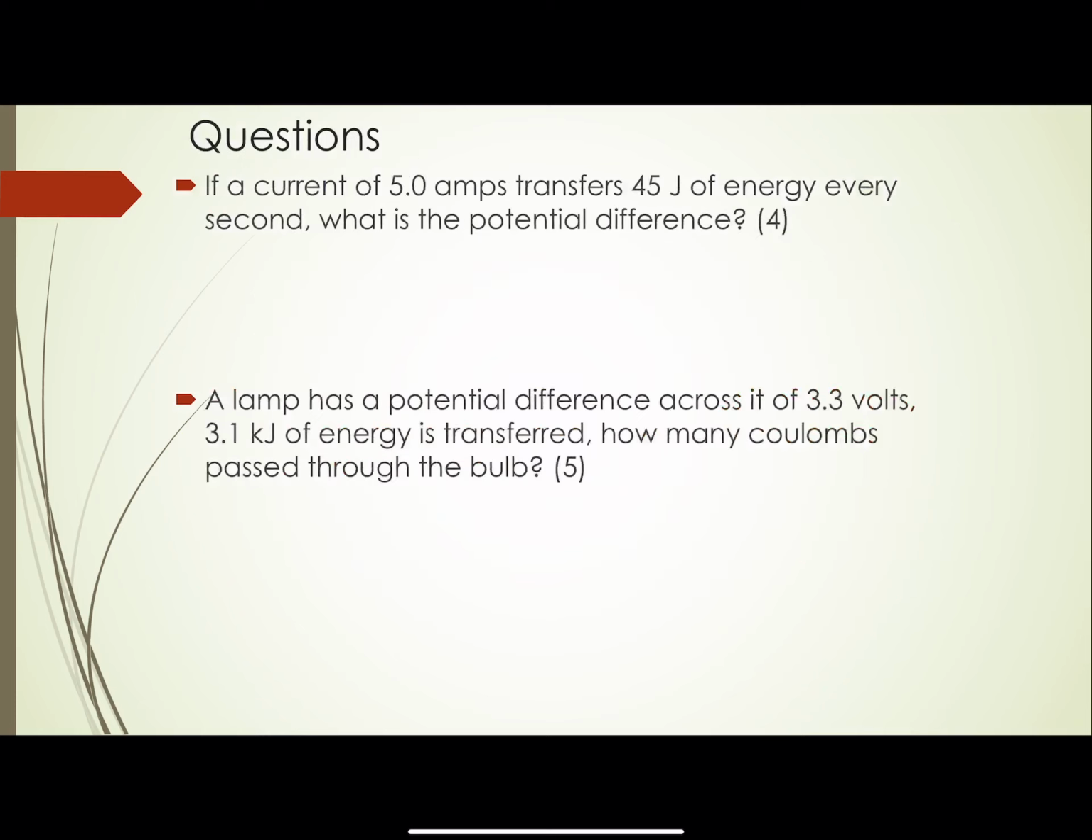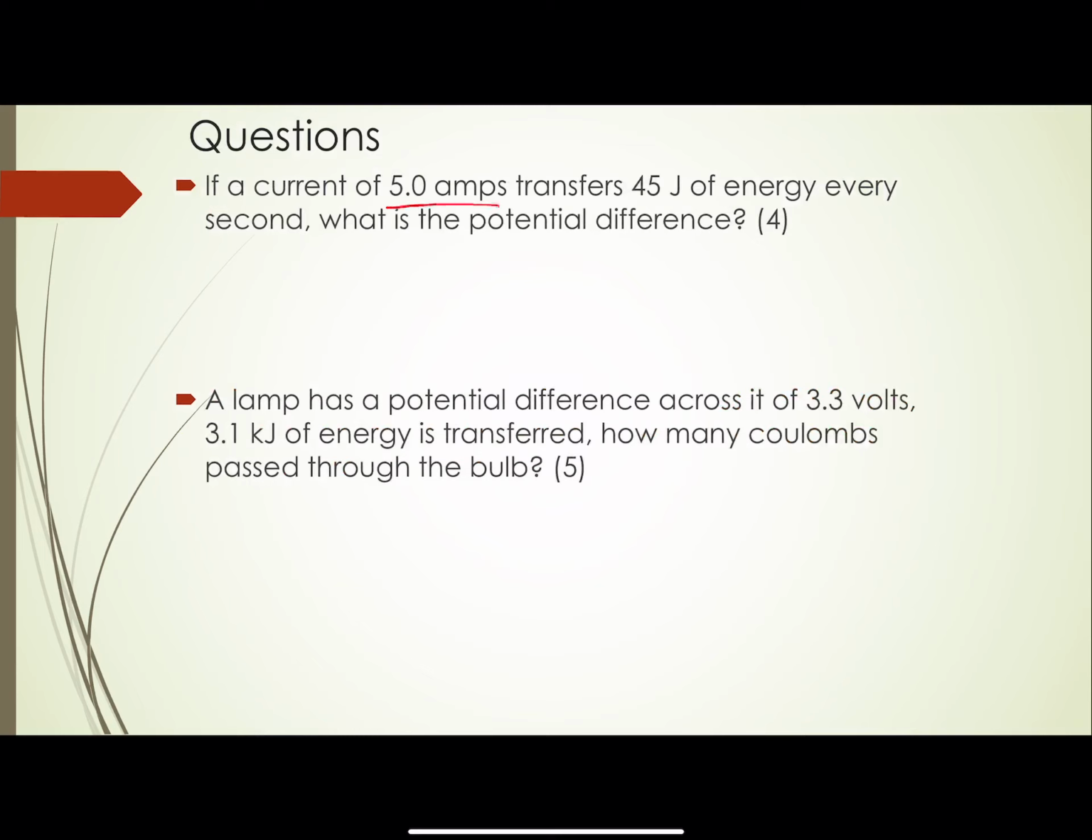On to have a look at the questions. If a current of 5 amps transfers 45 joules of energy every second, what's the potential difference? I'll have a go at this one in a second. I'll just give you a second to pause it and have a go yourself. So let's have a quick look at what we've got.